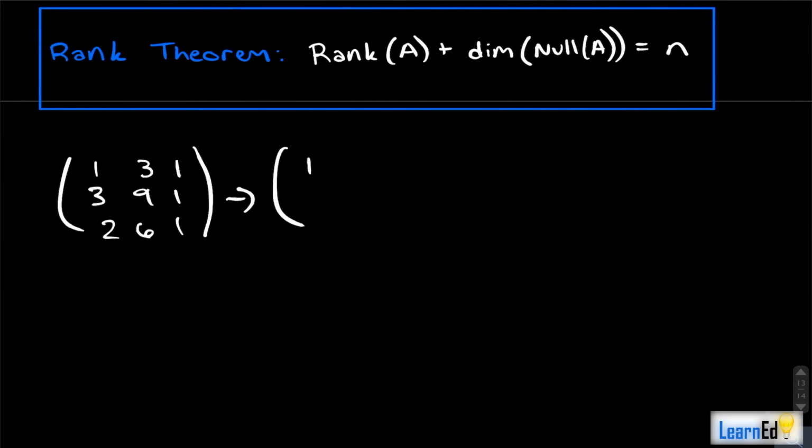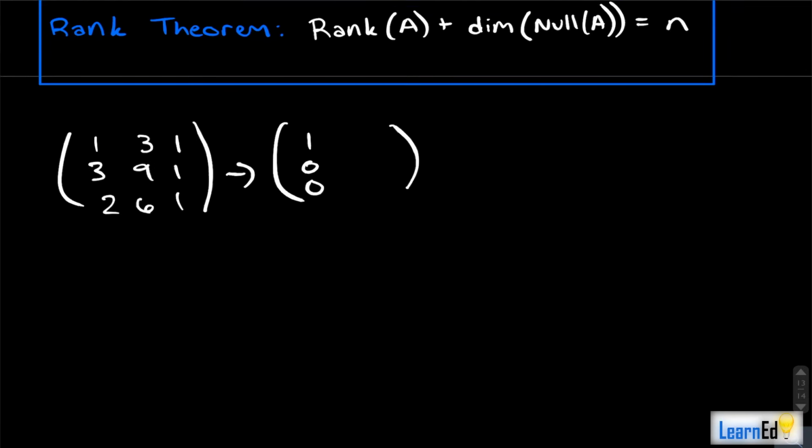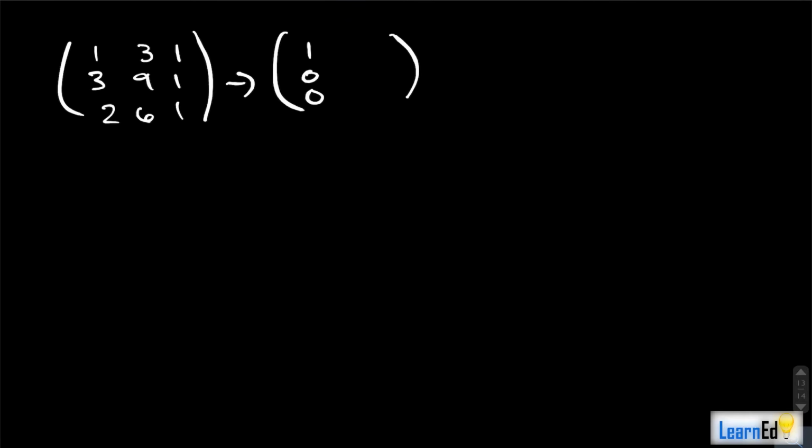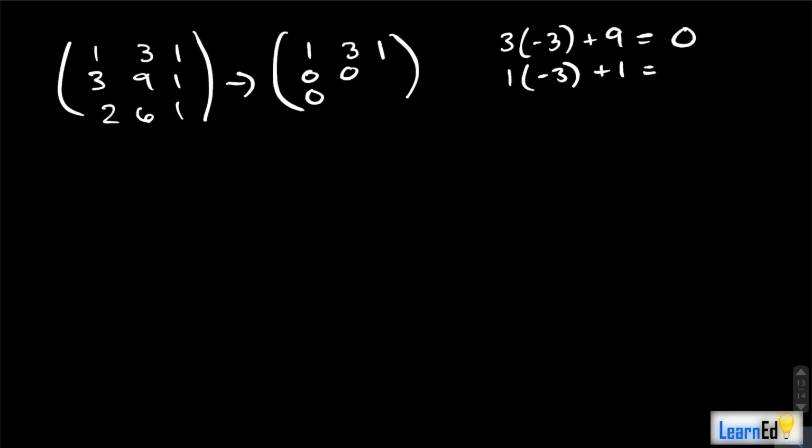If we zero out the first two entries under the first pivot, we keep our first row and our second row. To get that zeroed out, we need to multiply the first row by -3 and add on. So we have 3 times -3 plus 9, which equals 0. We have 1 times -3, which gives us -3 plus 1 is -2.